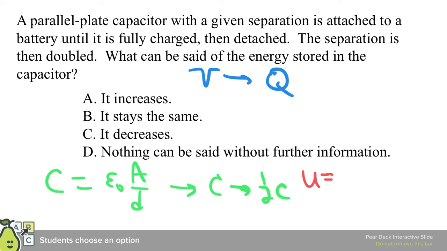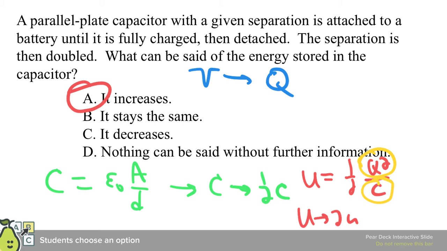We have the capacitance changing, while Q stays the same. U is 1/2 Q squared over C, and we can see that the Q squared now is not going to change. C is going to be half as large, so that U is going to become twice as large.